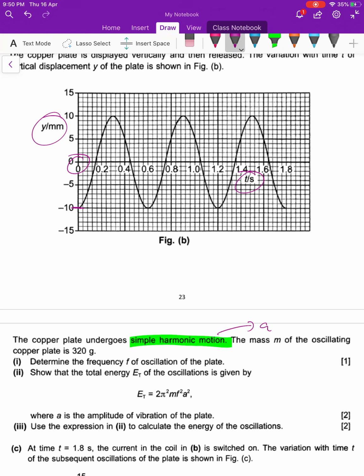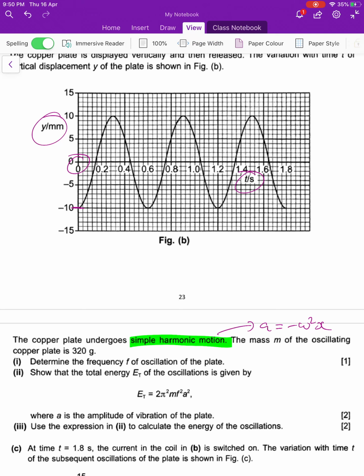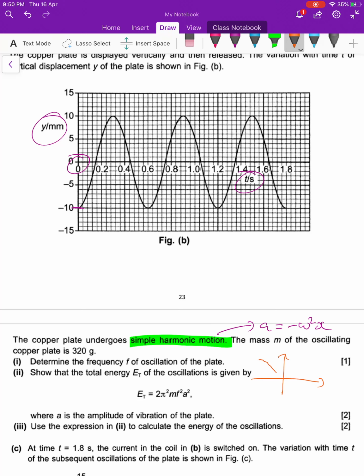Okay, so 还记得 simple harmonic motion 它的那个 equation 是什么？a = -ω²x. Okay, so 它那个 a must be directly proportional to your displacement. 还有 the direction of acceleration must be opposite to the direction of displacement.